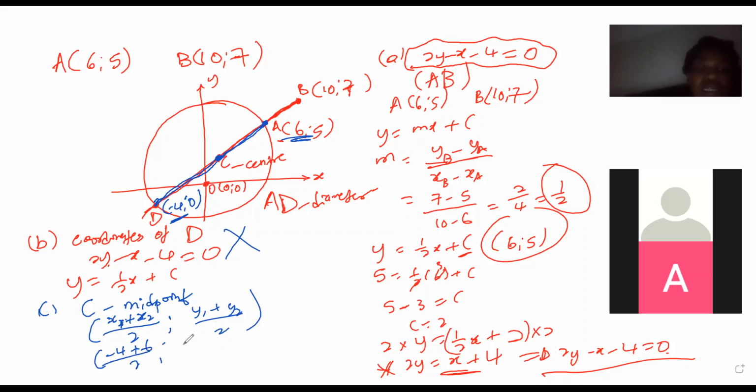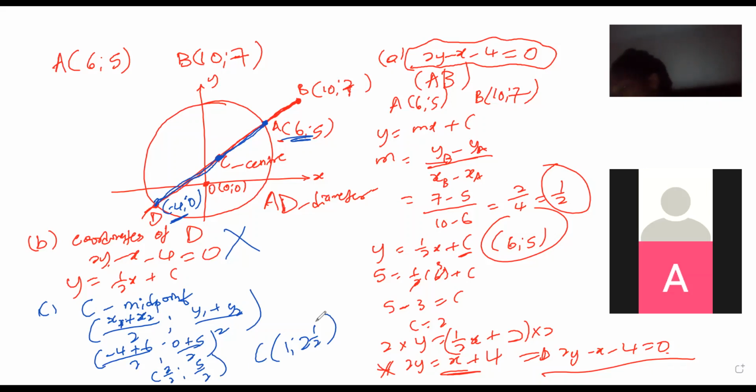6 over 2, and the y is 0 plus 5 over 2. Sorry, negative 4 plus 6 is 2 over 2, and 5 over 2. 0 and 5, yeah. Therefore, the coordinates of C are 1 and 2.5, I think. Okay, I hope that is correct. Let me just see. Yeah, 5 over 2. So those are the coordinates of C.